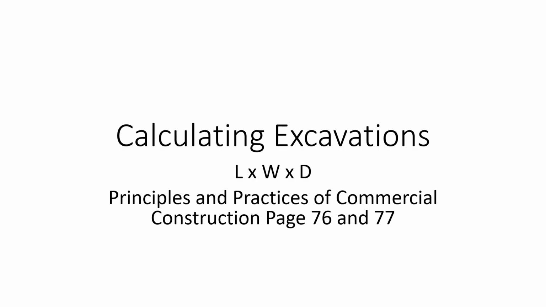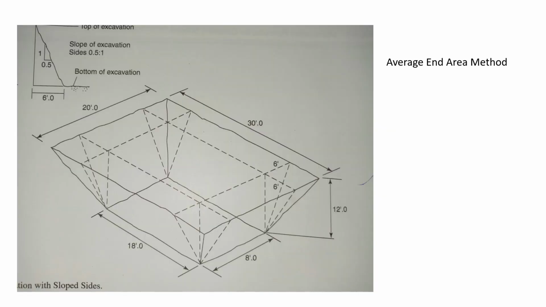All right. So in order to demonstrate that, if you do have your Principles and Practices of Commercial Construction book with you, you can go to pages 76, 77 and 78. There are 3 pages where they discuss this. And if you don't have it, that's fine too. You can just follow along with the slide. As you see, this is the diagram that they have there, and they call this the average end area method. That's what I'm going to talk about.